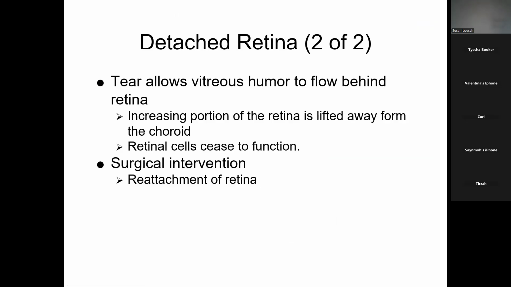The loss of function would result in an area of blackness in the visual field. As separation continues, the retina is deprived of its source of nutrients in the choroid and dies. Again, no pain here.